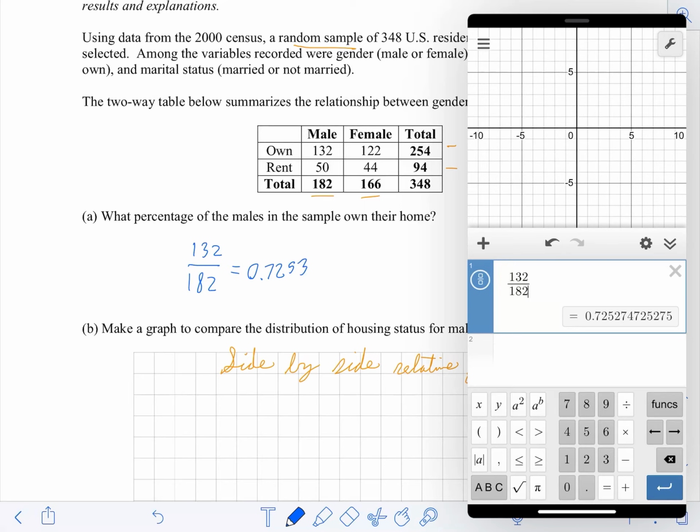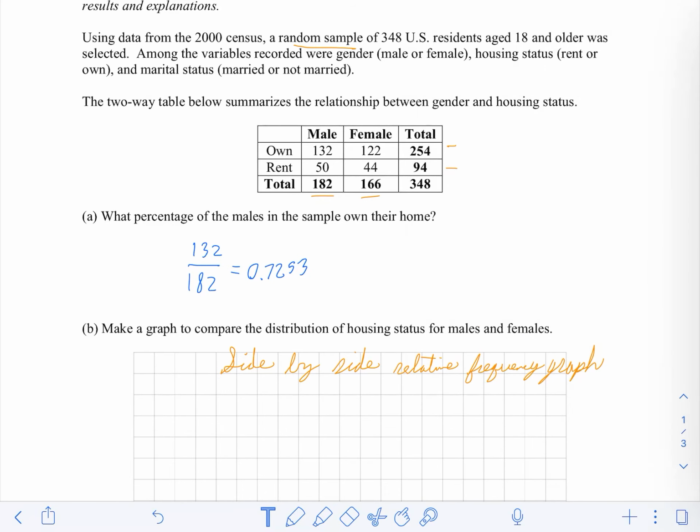0.7253. Okay, so that means, and I'm going to write this down in text. You guys don't always have to do this, but it's pretty effective to do sometimes.